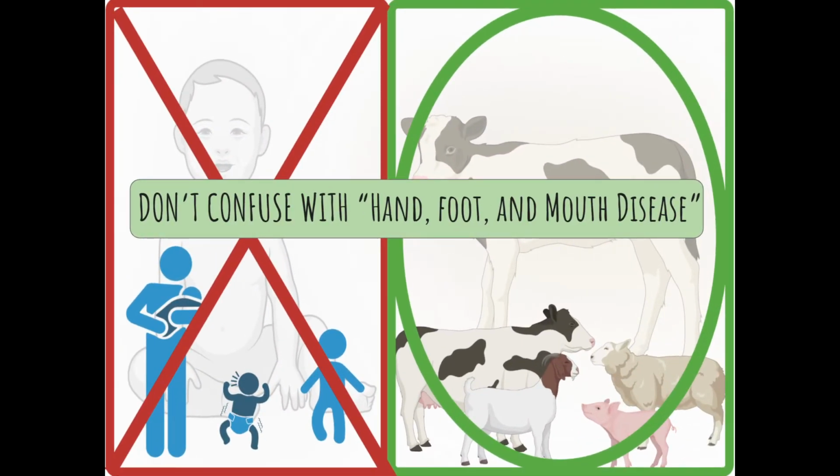The first thing that you should not be confused about with this disease is that it is not hand, foot, and mouth disease. That disease does not affect cattle, but it is most prevalent in infants. Foot and mouth disease, which is caused by a different picornavirus, is the main topic of this presentation, and it affects cattle, sheep, pigs, and horses.